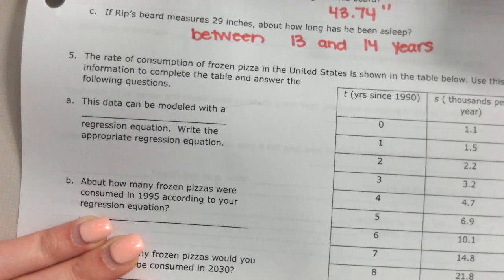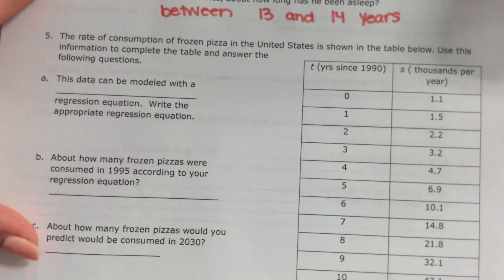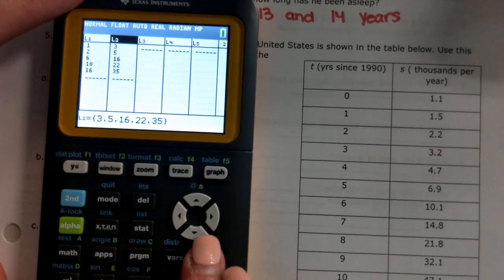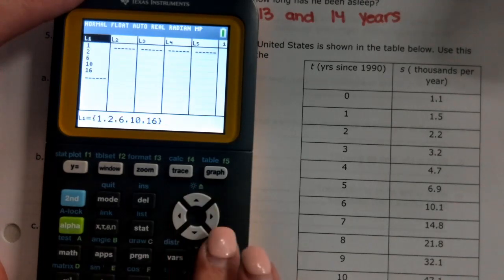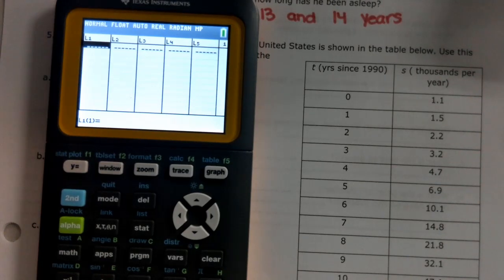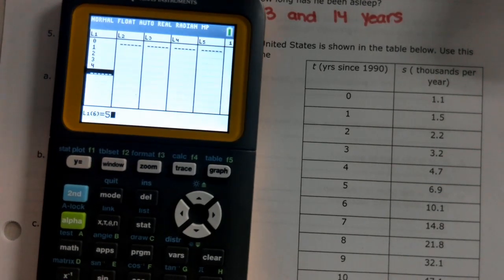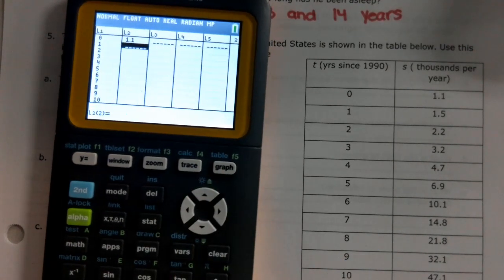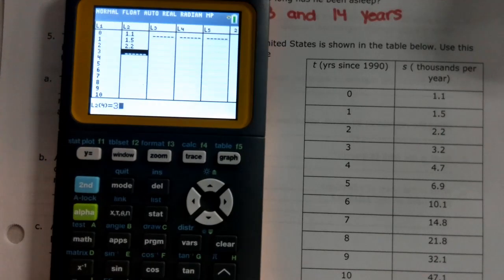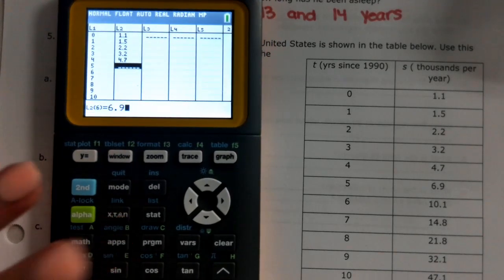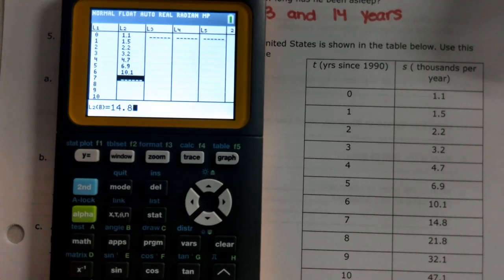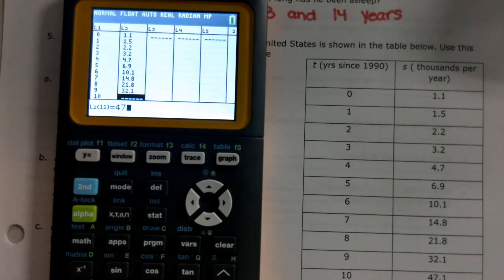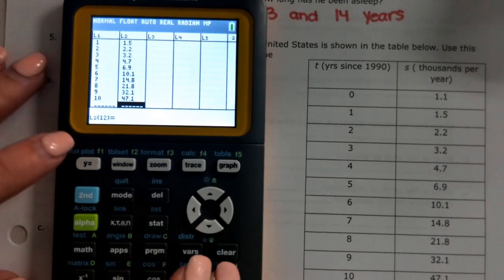This data can be modeled with, so we have a new table, so we're going to go to Stat and enter in our new points. You can clear them out by going up at the very top, hitting clear, going down. Alright, 0, 1, 2, 3, 4, 5, 6, 7, 8, 9, 10. 1.1, 1.5, 2.2, 3.2, 4.7, 6.9, 10.1, 14.8, 21.8, 32.1, and 47.1.